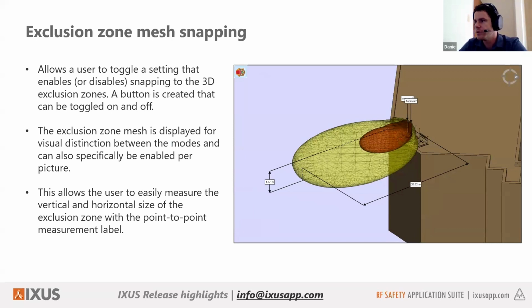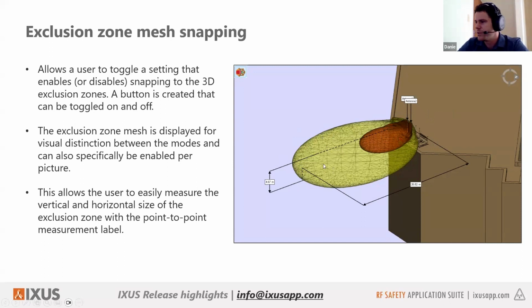And then we also added this feature where you have an icon that can be enabled or disabled. You can toggle it, similar to, for example, the wireframe mode. What that does is it will allow a user to snap to an exclusion zone mesh. That makes it very easy to, for example, measure the distances of this exclusion zone using the point-to-point distance tool.